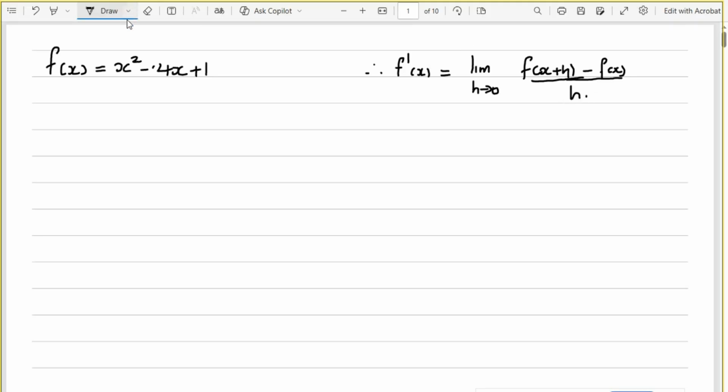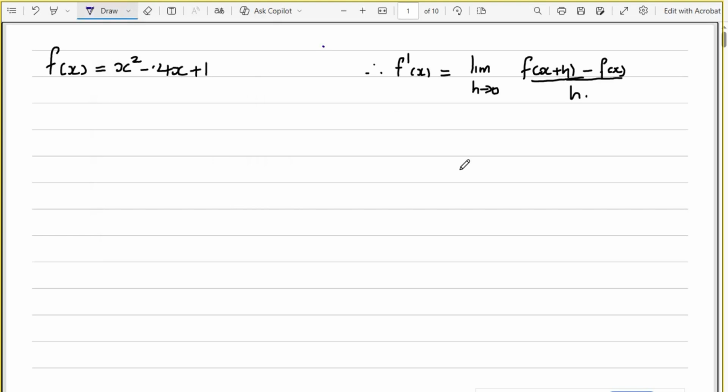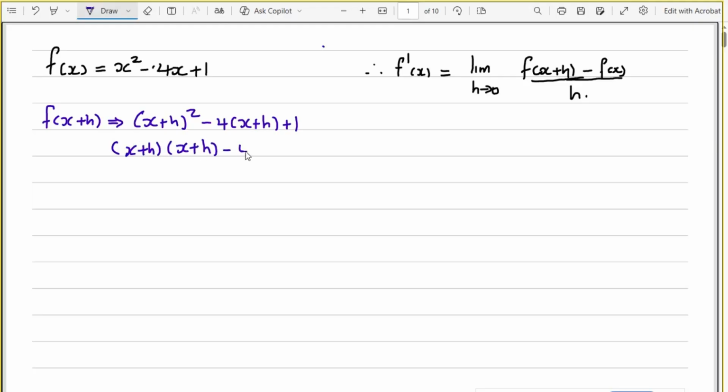Right. So now you know what I'm going to do when I have this type of question. First thing first, I need to find f(x plus h). So on the equation where there's x, I'm going to substitute that x plus h and see what I get. Where there's x, I put x plus h, minus 4 into x plus h, plus 1. Right. So if I expand the bracket here, this is (x plus h) into (x plus h) minus 4 into (x plus h).